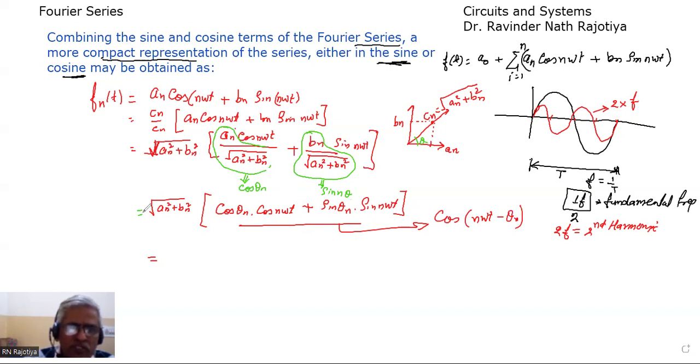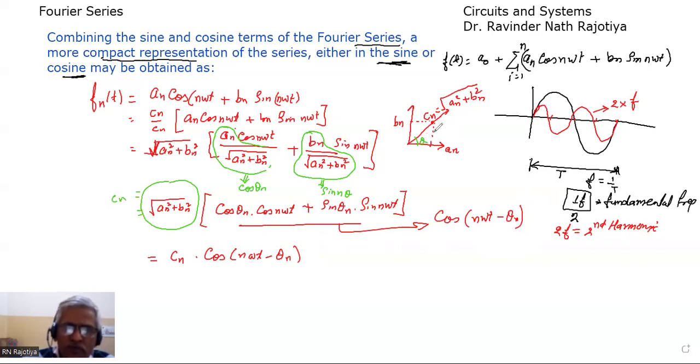Because I know what this value is. This value is nothing but Cn. So therefore, putting this value back, I will get the value Cn into cos of (n omega t minus theta n). I hope this is very clear, where I know what this Cn is equal to. This Cn is equal to this. Given these two vectors, I can find out what theta n is equal to.